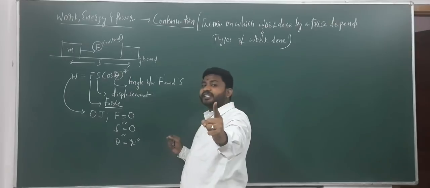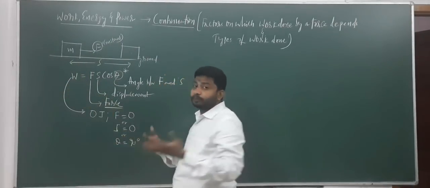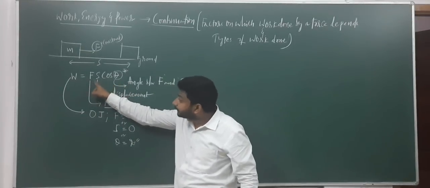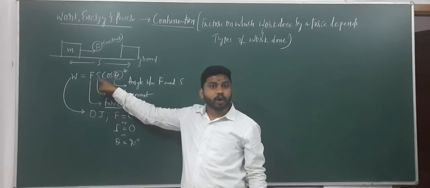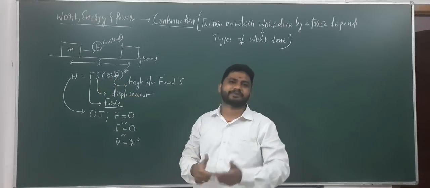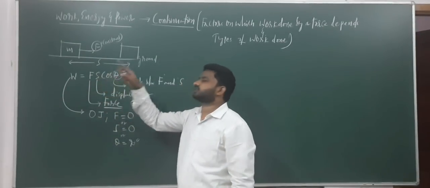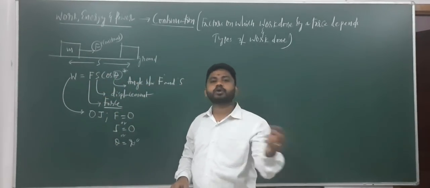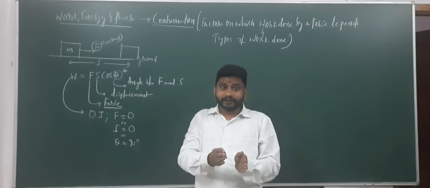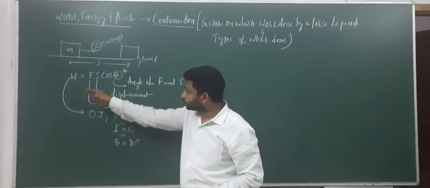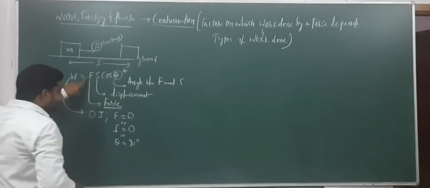Even if one quantity is 0, then the complete work done by the force will be 0, because there is multiplication among all the physical quantities. There is no addition or subtraction here. There is multiplication, F into S into cos theta. If one quantity is 0, the total work done by the force will be 0. Are you understanding? So this is the concept I am going to tell you now. Let's start. Concentrate on this force.